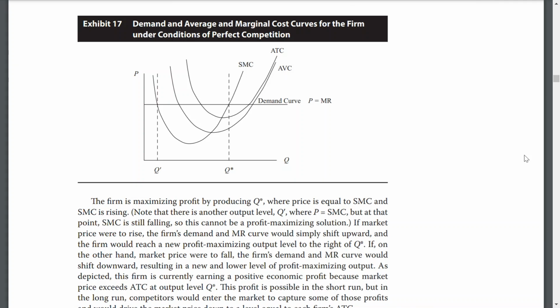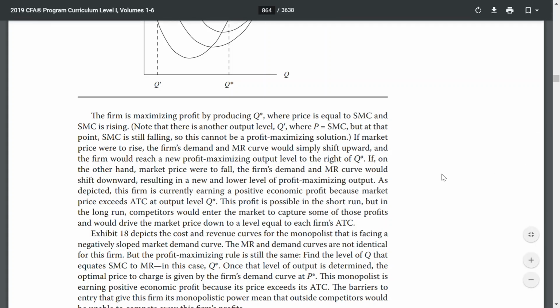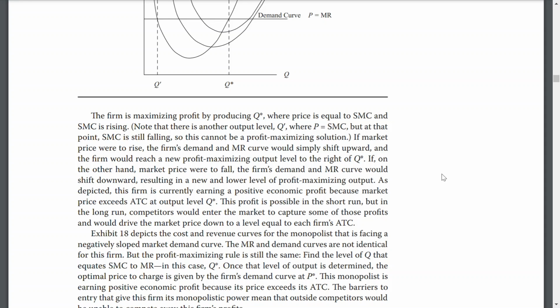The firm is maximizing profit by producing at Q star, where the price is equal to SMC, and SMC is rising. Note that there is another level of output, Q prime, where P is equal to SMC, but as SMC is falling at that point, this cannot be a profit-maximizing solution. If market prices were to rise, the firm's demand and MR curve would simply shift upwards. Okay, so it's quite straightforward.